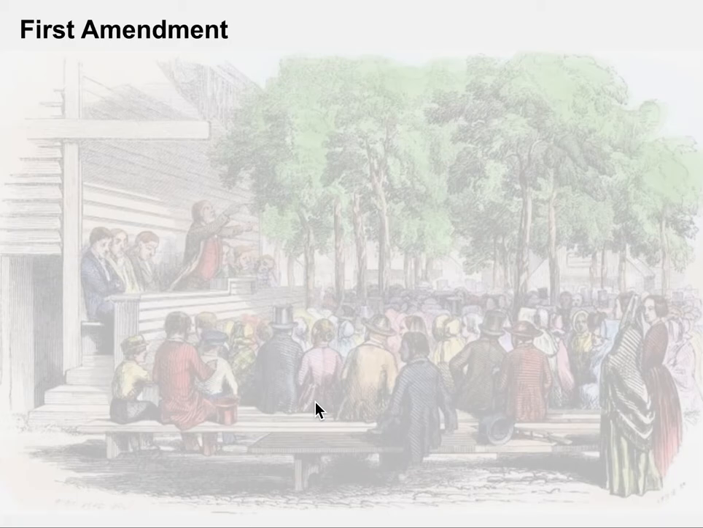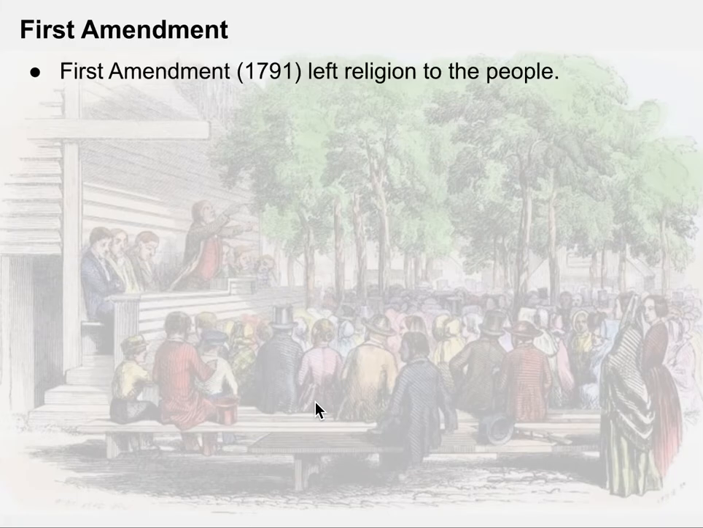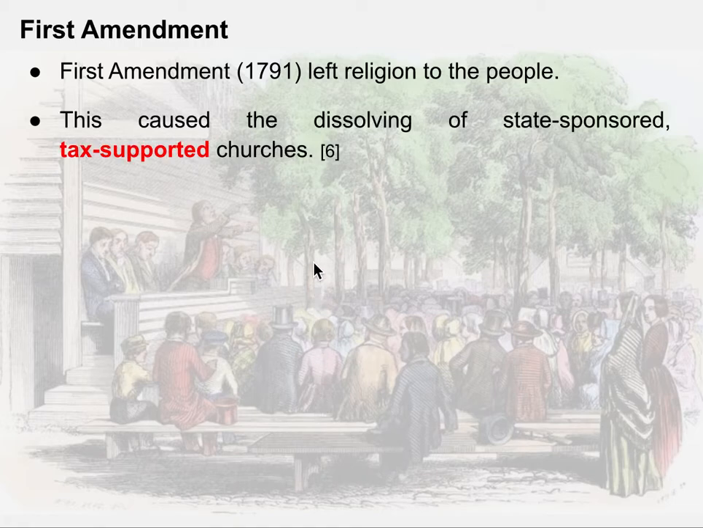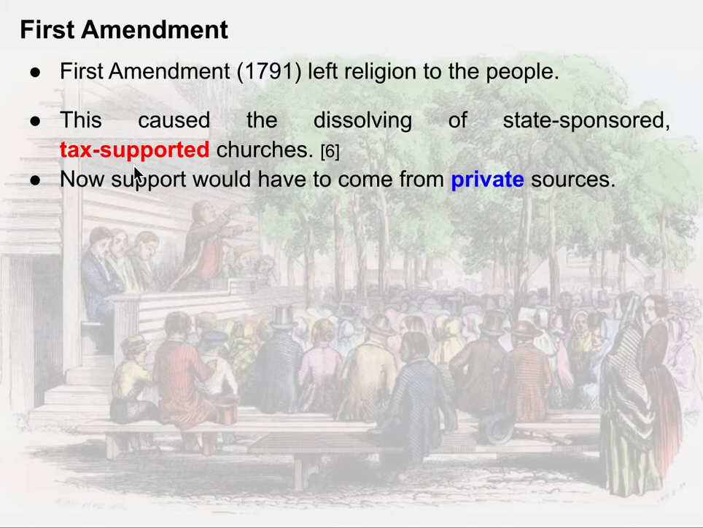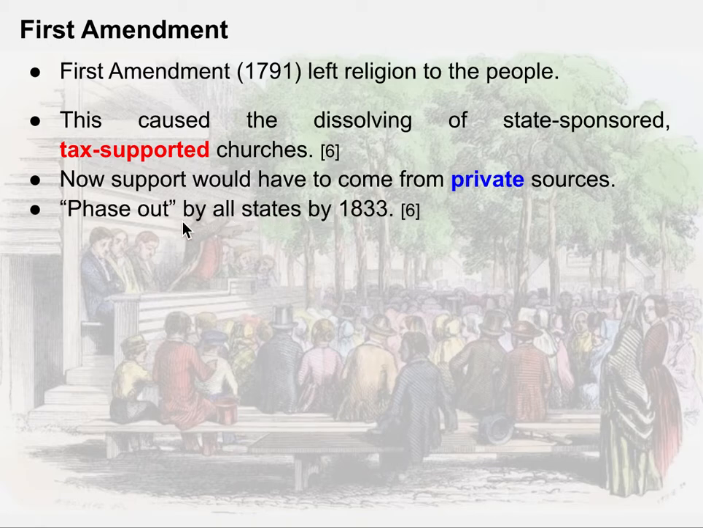So let's talk about the First Amendment. So reason number 1, the First Amendment, 1791, left religion to the people. This caused the dissolving of state-sponsored, tax-supported churches. Once again, the key thing is tax-supported. Now support would have to come from private resources. And according to one source, which was a book, I forget which one it was, basically the tax-supported, state-sponsored churches were all phased out by 1833.